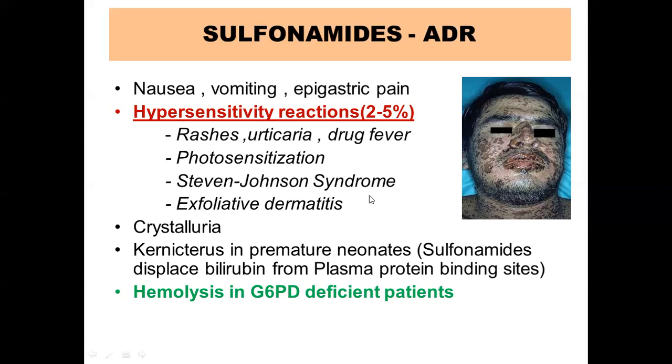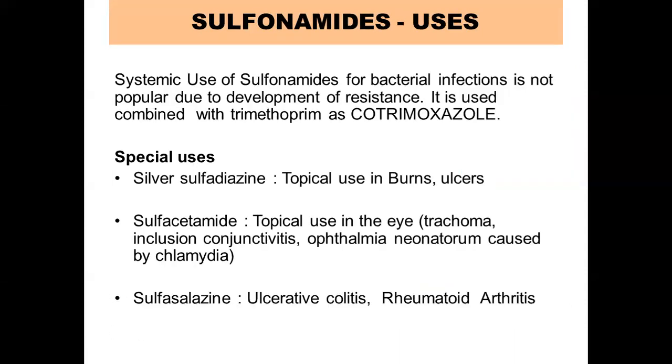Sulfonamides can also cause hemolysis in G6PD deficient patients. One of the questions that you usually get is: name some drugs which can cause hemolysis in G6PD deficient patients. So an example of one of the drugs is sulfonamides. Then hepatitis is rarely seen.